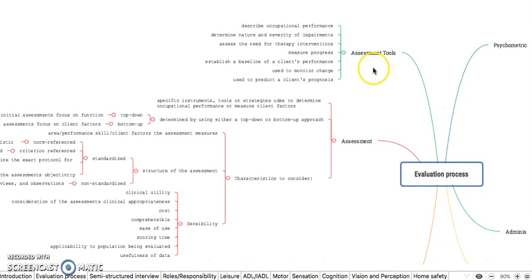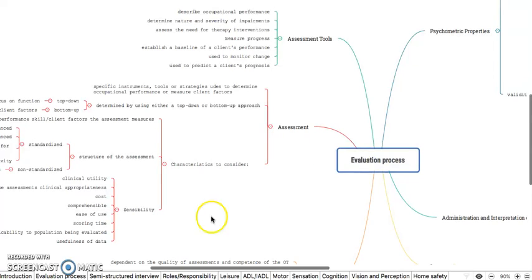And some assessment tools describe occupational performance, determine nature and severity of impairments, assess the need for therapy interventions. They measure the progress and establish a baseline of a client's performance. They're used to monitor change and used to predict a client's prognosis.